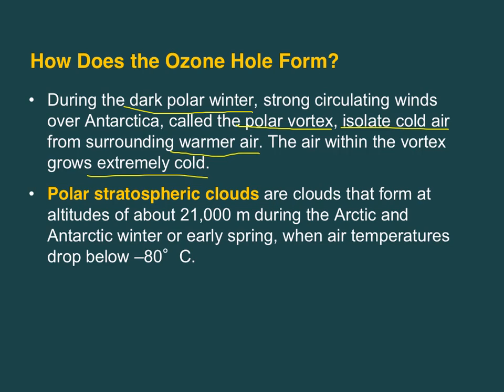And with this extremely cold weather, we get very special clouds called polar stratospheric clouds. Now, most clouds, if you remember, exist in the troposphere, right? Well, certain clouds form up in the stratosphere over the Arctic and Antarctic winter and early spring, and that's because air temperatures drop below minus 80 degrees Celsius, get super cold, and more water condenses and forms ice crystals really high up in the air where you normally wouldn't see a cloud form.